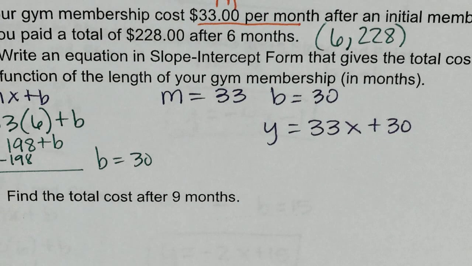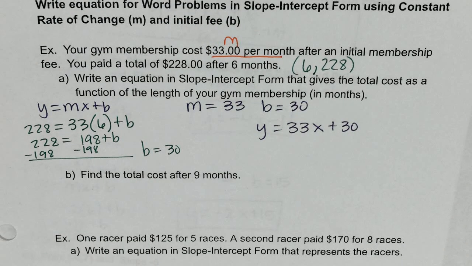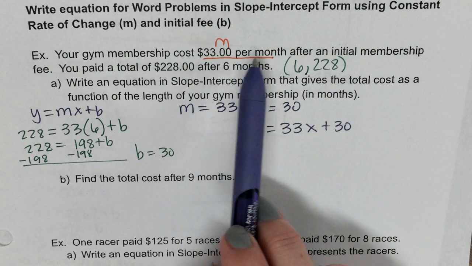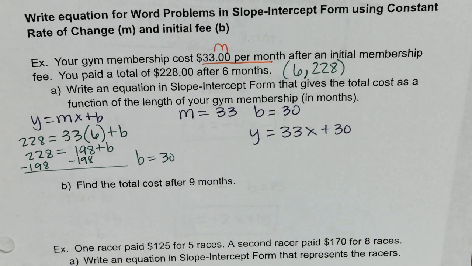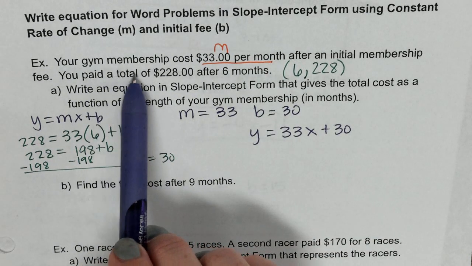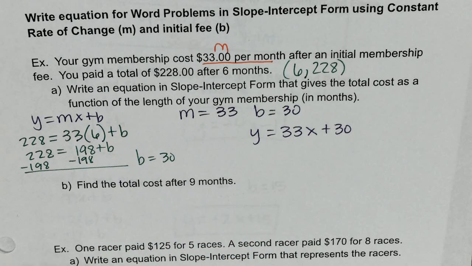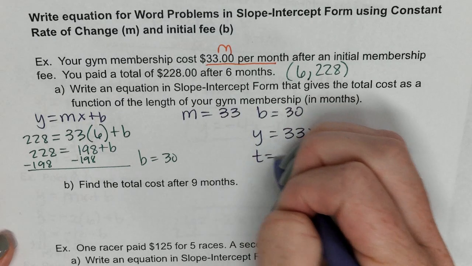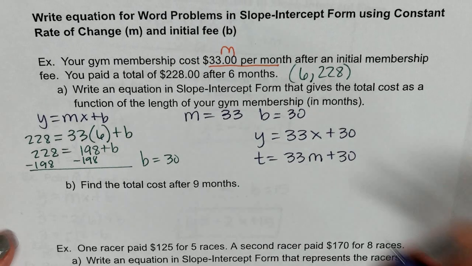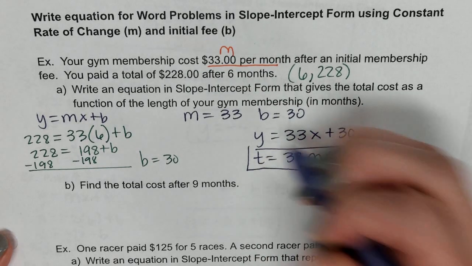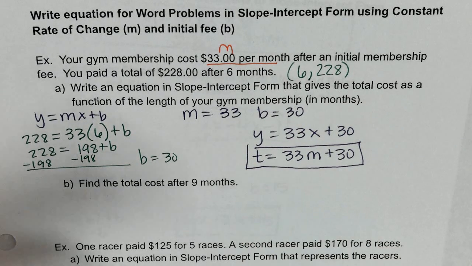Could I also use variables that represent what we're talking about? All right, so what are we talking about? The slope is $33 per month. So instead of x, I could use m. And then what's the y representing? Total cost. So I could use t or c. What do y'all want to do? T? So t equals 33m plus 30. Both of those answers are perfectly fine. This will just help me solve if they're asking me to take it a step further to plug something in for it.